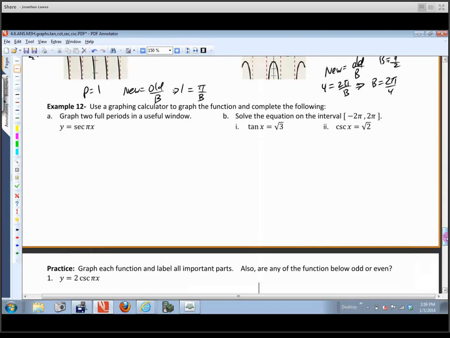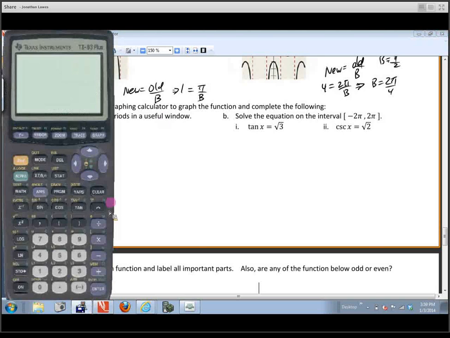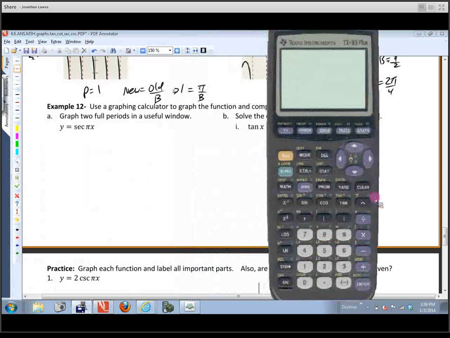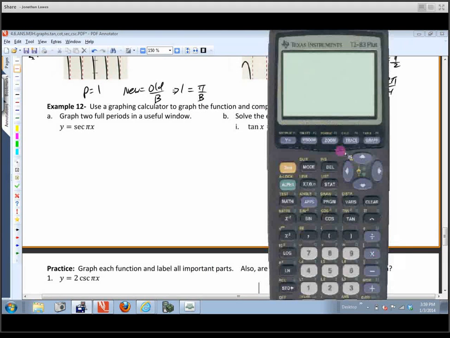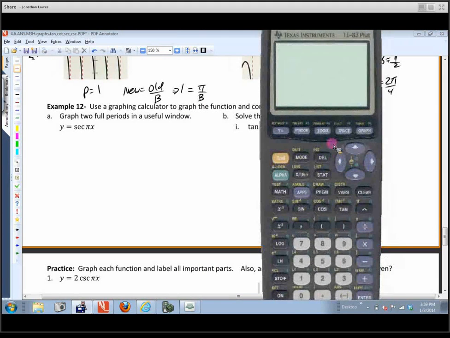So it says, and again, I just want to mention this, if you need to watch this video again to make sense of this so you can do the homework, please do, or come and ask me a question and we'll get it cleared up. But this says graph 2 full periods in a useful window, and we want to do this on the calculator. So go ahead and grab your calculator. And remember, I've said quite a few times that it's always a good idea to have a rough sense of what your calculator is going to give you.